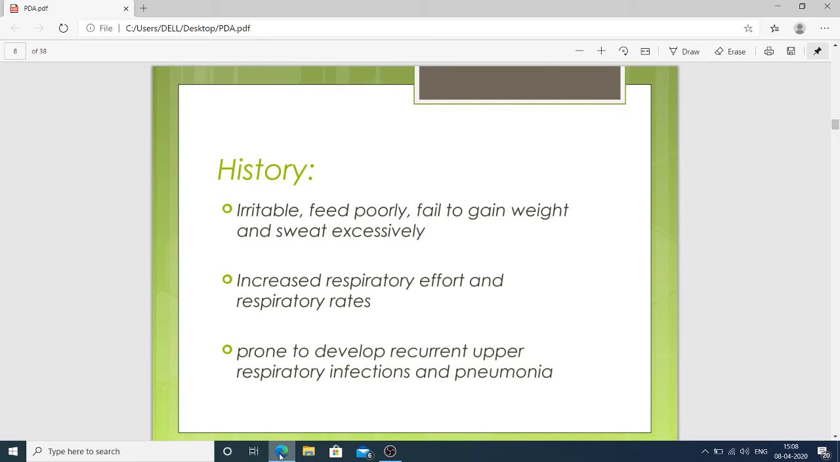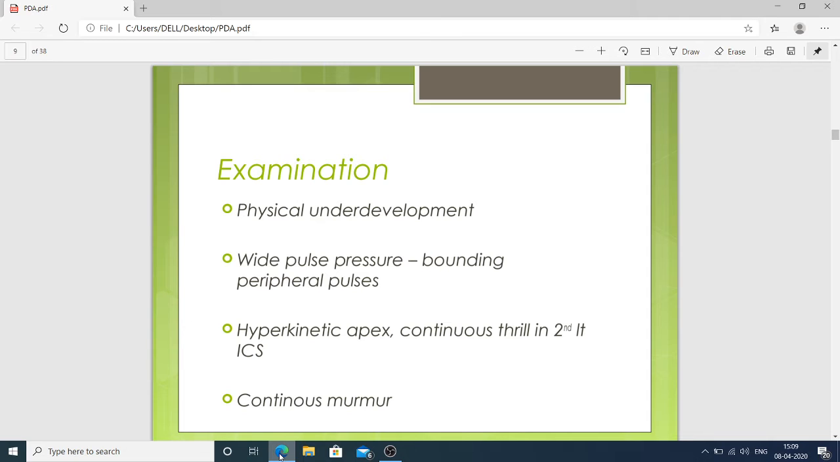The baby feels irritable, feeds poorly, fails to gain weight, and sweats excessively. These symptoms are present in the baby. Increased respiratory effort and respiratory rate also. Prone to develop recurrent upper respiratory infections and pneumonia. Pneumonia is inflammation of the lungs. Then what kind of examinations are done by the health personnel? Physical underdevelopment: the weight of the child does not grow, the height and length do not grow, and the head circumference also does not grow.